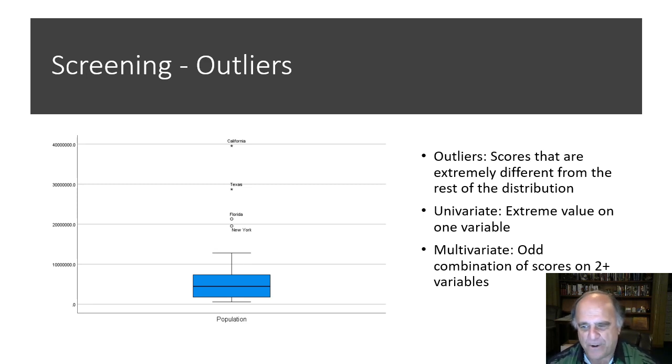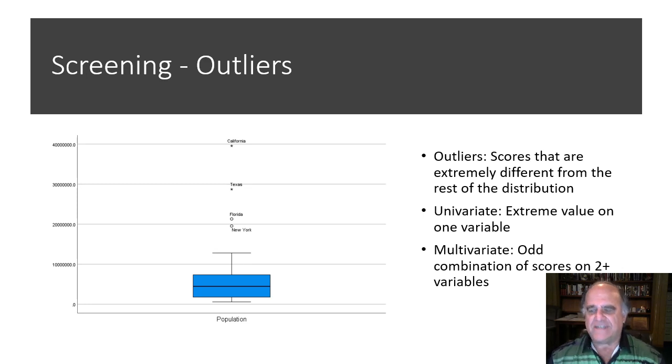For our purposes with this regression class, we're going to deal mostly with the case of one variable, or univariate outliers, although not to say that multivariate outliers aren't important. There's certainly more complex ways of looking at outliers. A multivariate analysis of variance class, or a multivariate class, would probably deal with those. But given the nature of this class, I'm going to stick primarily to the case of univariate outliers.